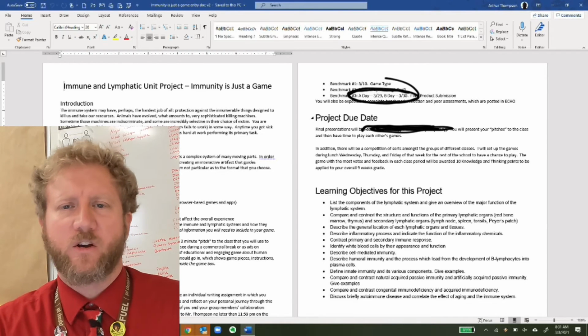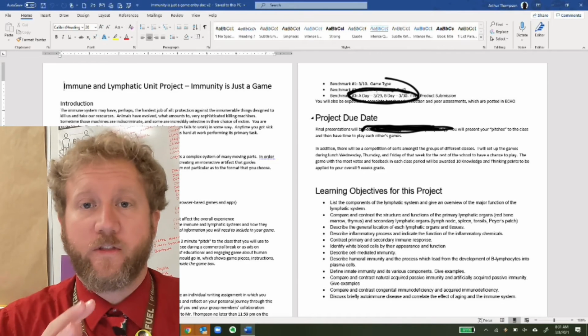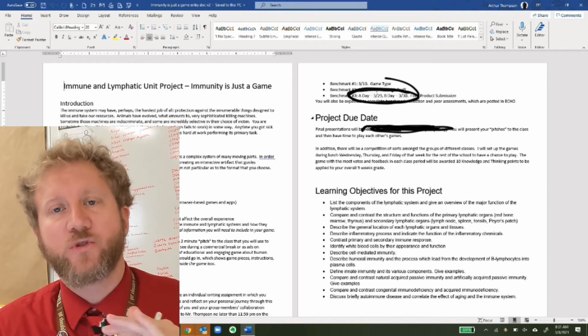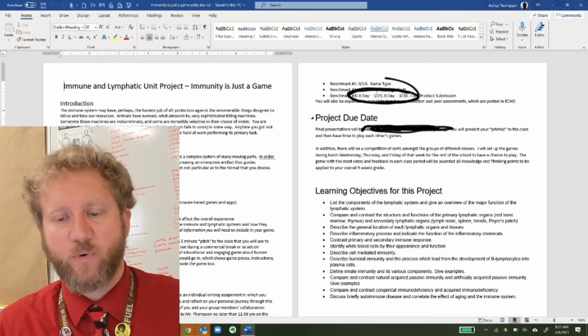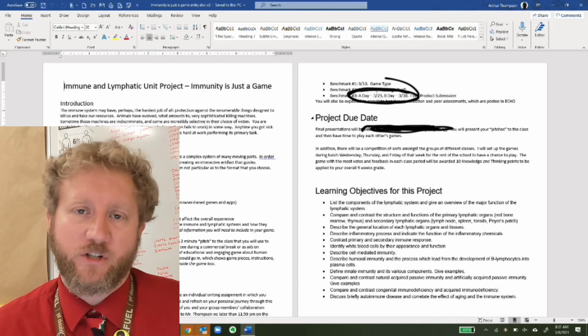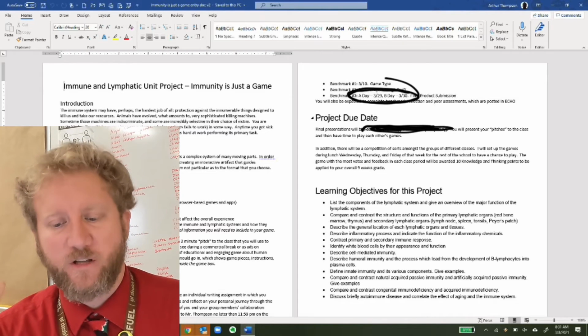Let me know which way is correct. The entry document is going to be correct. Okay? So presentation day is March 29th and March 30th, and then we jump into the next unit.